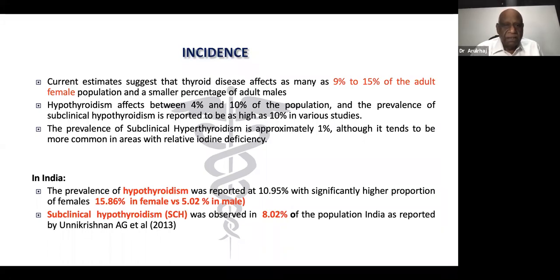The incidence in general globally is around 9 to 15% of cardiovascular diseases in thyroid, and females have a larger segment than the males. And in India, hypothyroidism has been reported to be about 10.95% on average, and there is a higher proportion in females, around 15.86%, and in males about 5.02%. Subclinical hypothyroidism was also observed in 8% of the population as reported by Dr. A.G. Unnikrishnan.